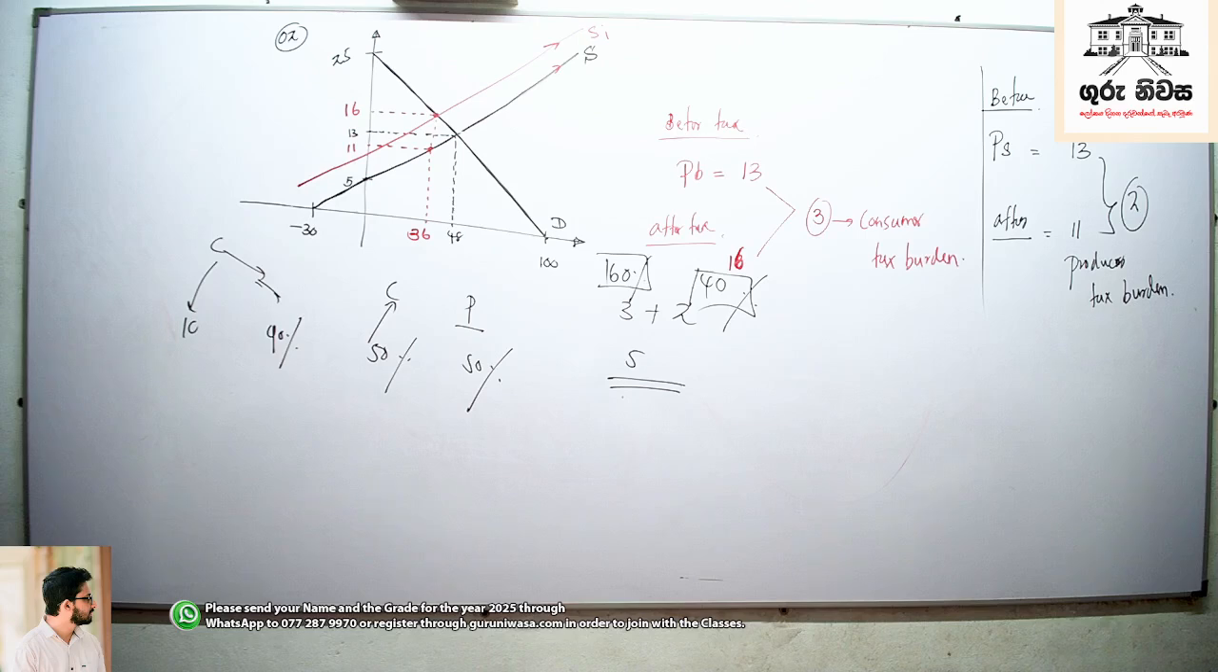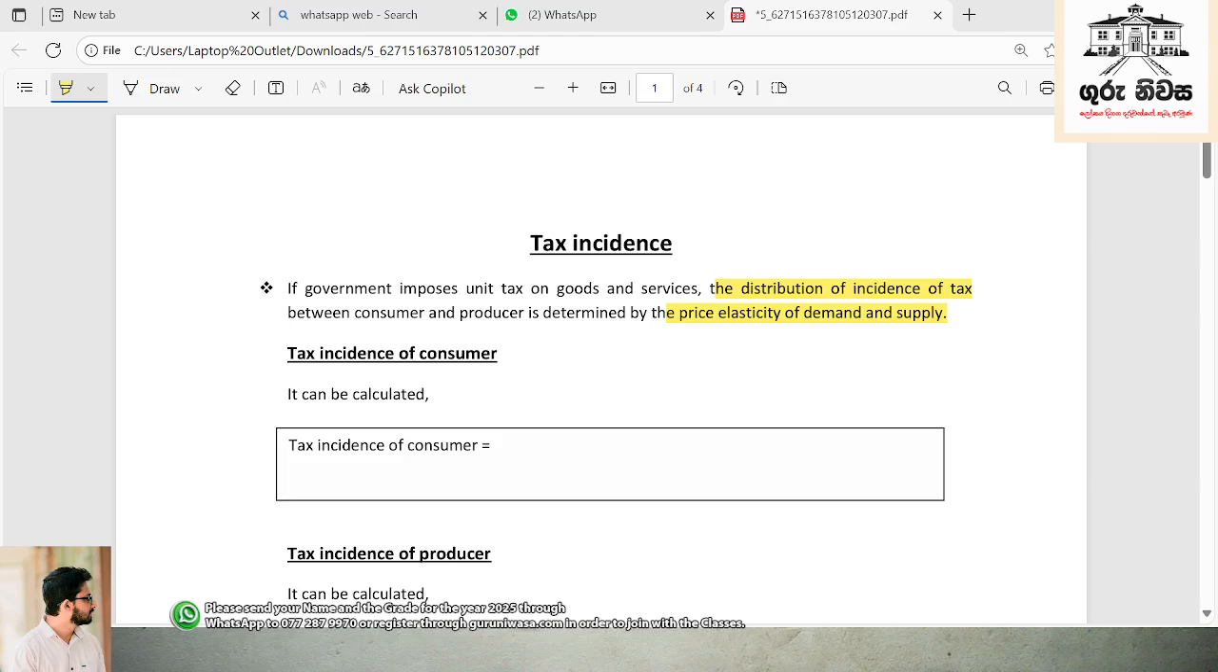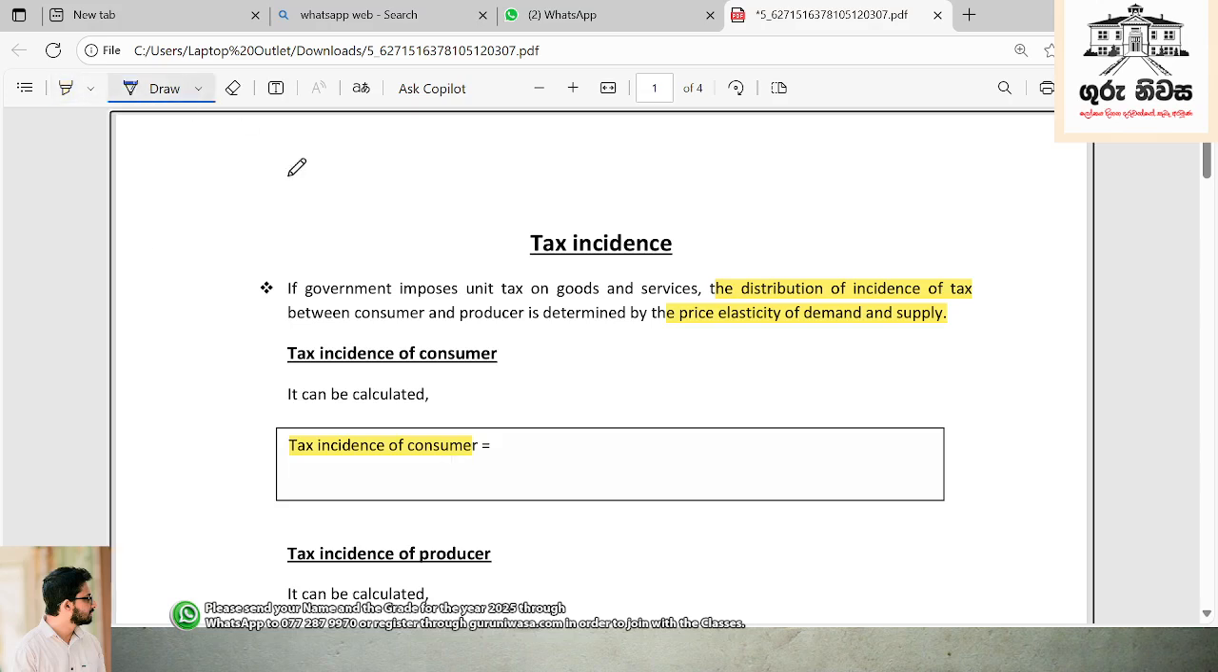Now, let's move to the tute. The tax incidence of the consumer can be calculated. How to calculate? In my example, 16 minus 13 is the tax incidence. Then you can make your own example. But remember, this tax incidence is per unit.